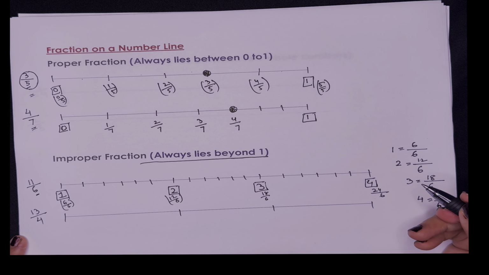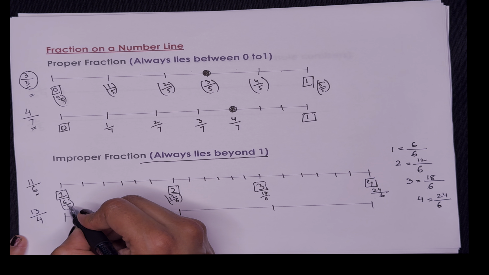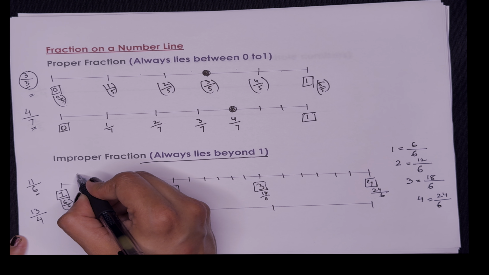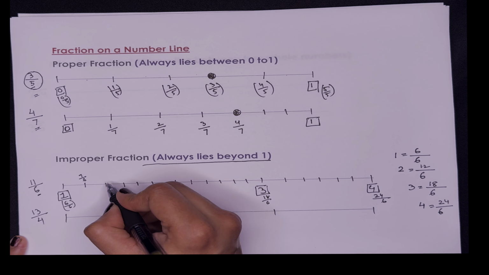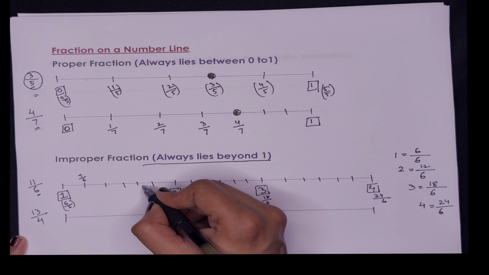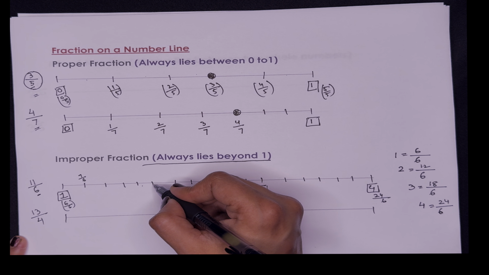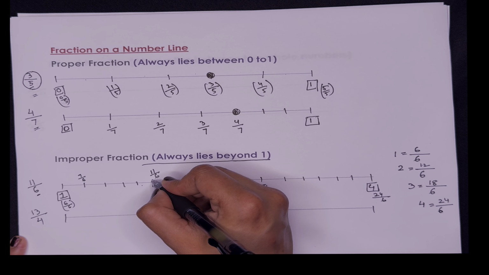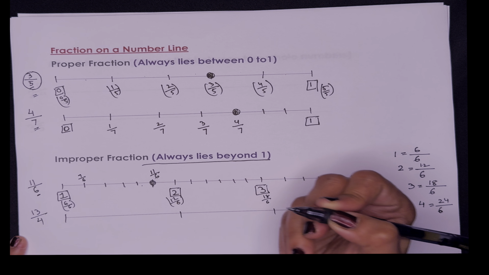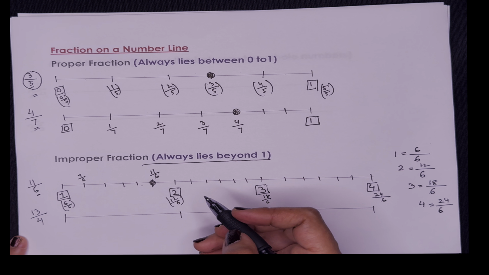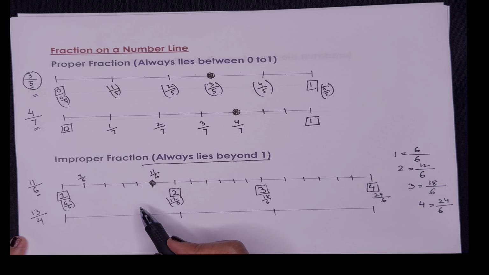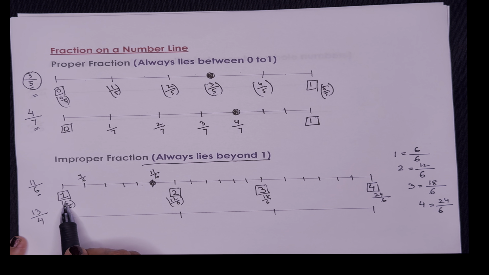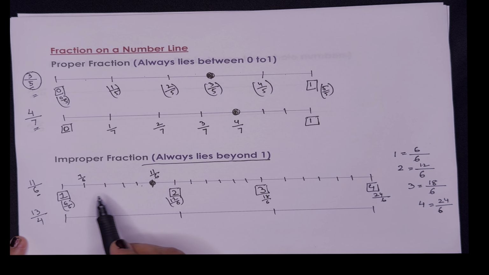Now let's put the fractions. This is 6 by 6. This is 7 by 6, 8 by 6, 9 by 6, 10 by 6, 11 by 6. So this is our desired fraction, 11 by 6. And 11 by 6 lies between the two whole numbers 1 and 2. Let's go to another example.